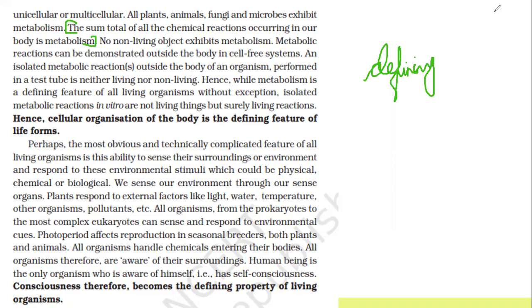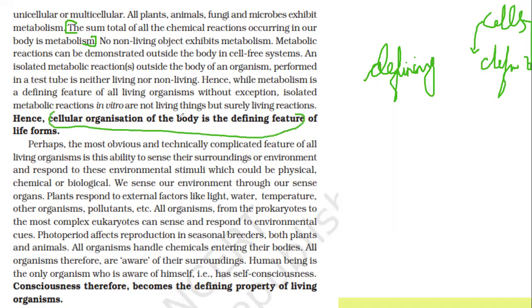Next one is cellular organization. All living organisms are made up of cells. No non-living object shows such fine organization. Therefore, we can say that cellular organization is a defining feature of living organisms. Is that clear for you?